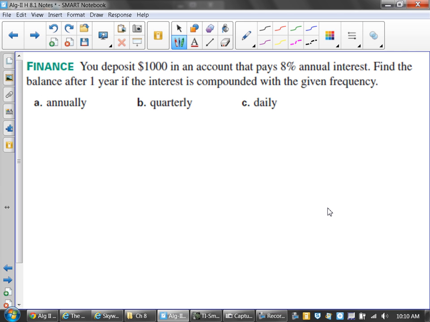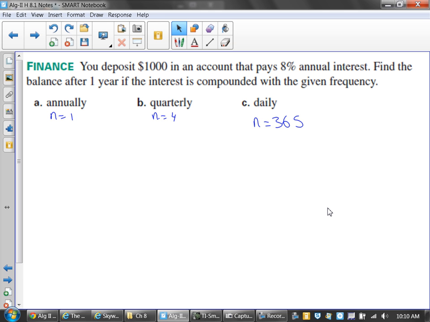Again, these are the values of n. If it's compounding annually, what's your value of n? 1. If it's compounding quarterly, and then daily. We're assuming it's not a leap year. So try that and just see how your values change depending upon the number of times things compound. Really not that big of a difference a lot of times.